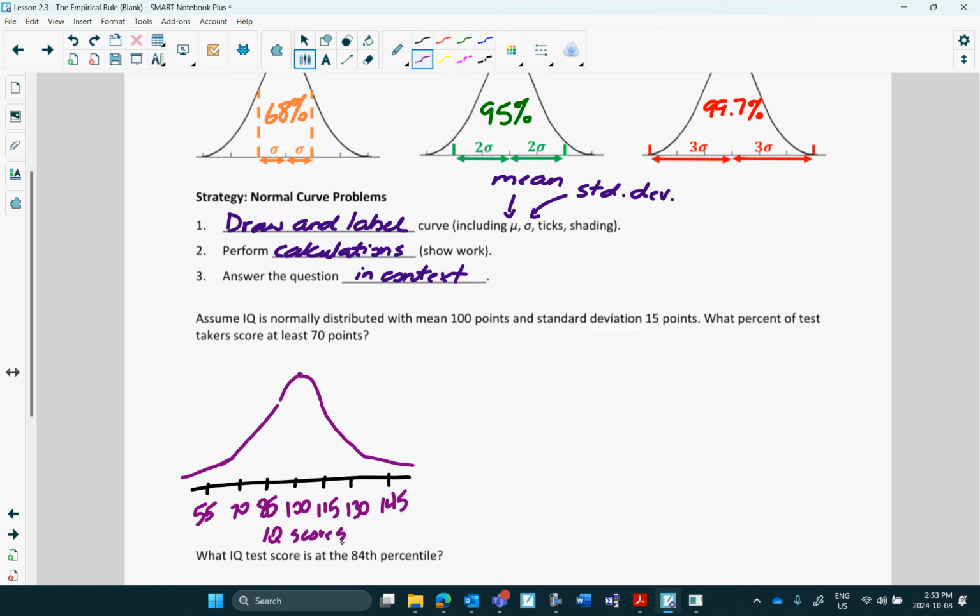Now we want to shade the problem. I want to know approximately what percent of test takers, the entire population who has taken an IQ test, has a score of at least 70. So here's my shading. I want to know what percent is that.